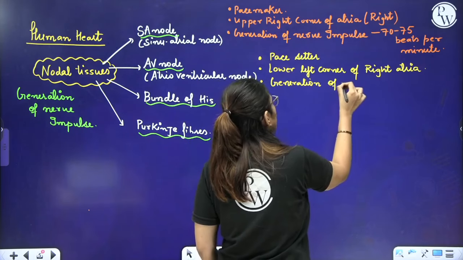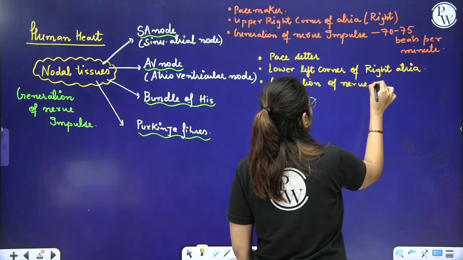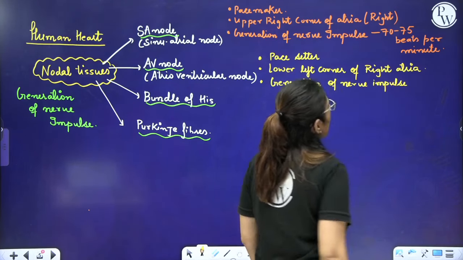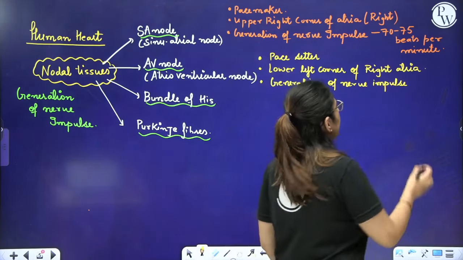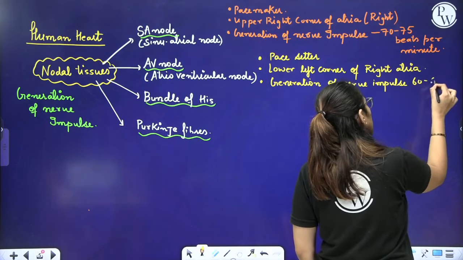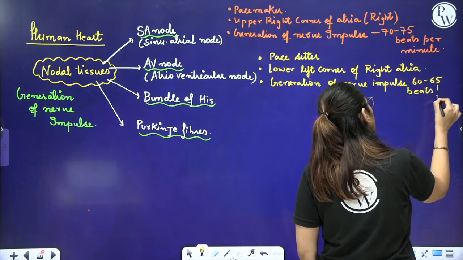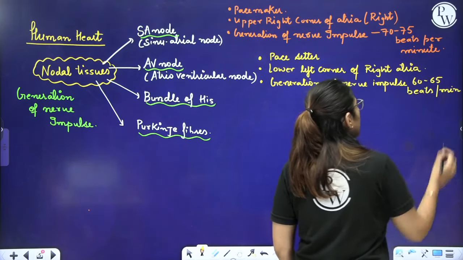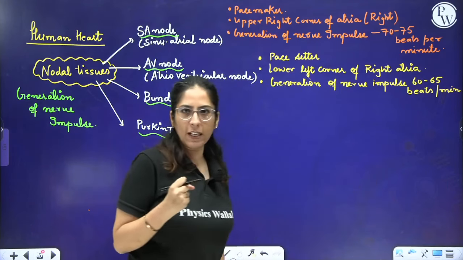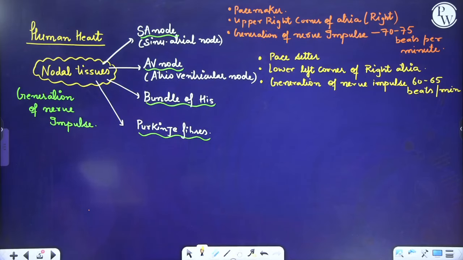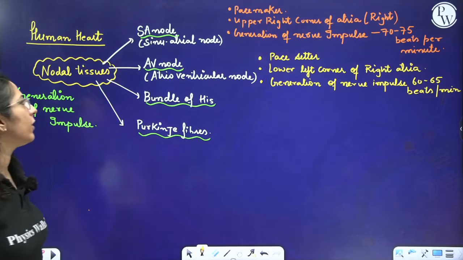Generation of nerve impulse. And what is that? That is around 60 to 65 beats per minute. That means this much number of times it will allow the atria and the ventricle to contract. Are you getting these two points? The pacemaker and the pacesetter. Okay. Now, let's proceed further.